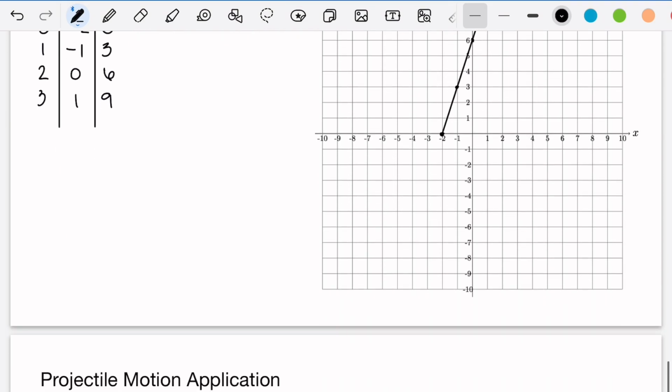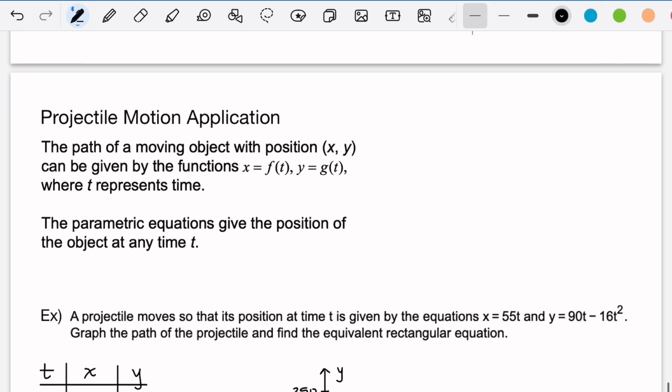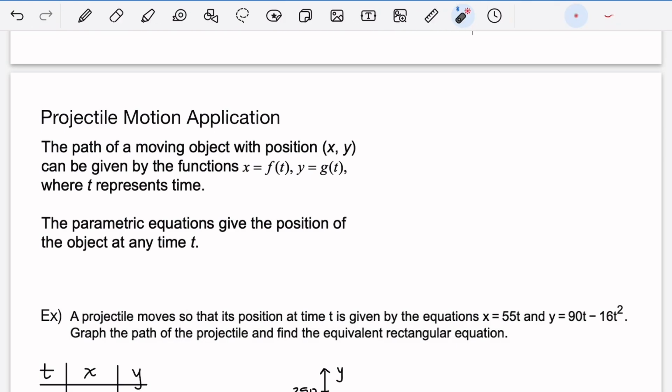Alright, so the last thing we're going to look at is a projectile motion application here. So the path of a moving object with this position can be given by these functions here, where x and y are dependent on t, and t represents time. So these parametric equations give the position of the object at any time t.